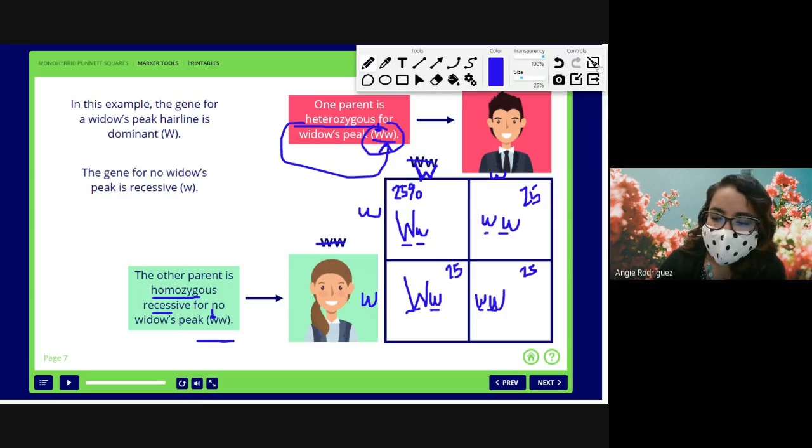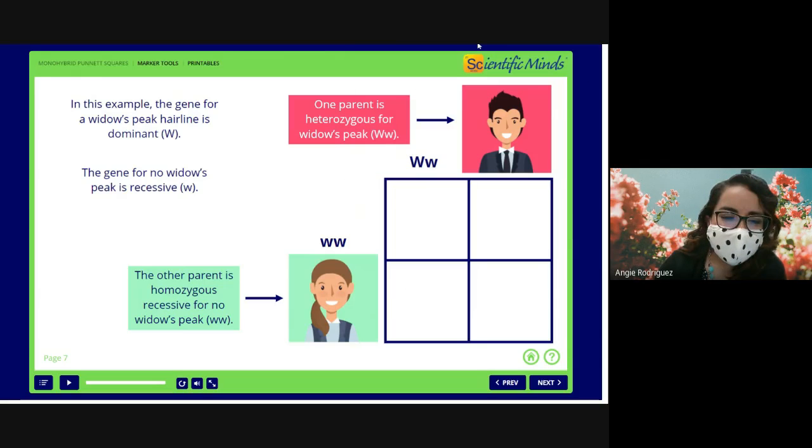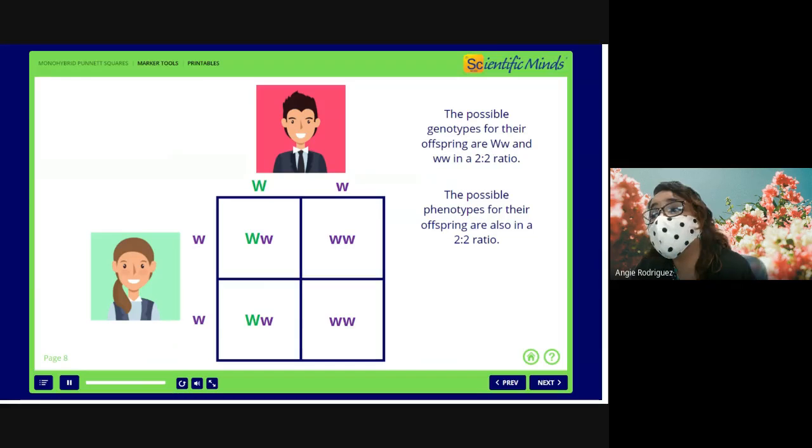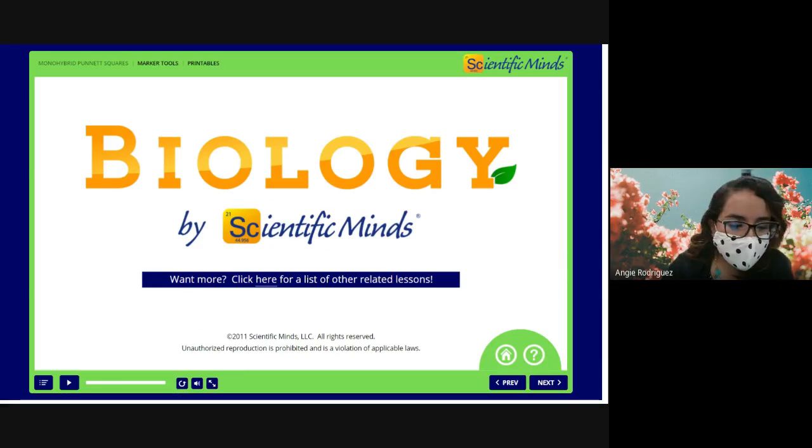All right, I'm going to go ahead and erase this. I think this is one of the last things. Right now, they're just going to show you how to work it out, and it'll just kind of re-emphasize what I just taught you right now. The possible genotypes for their offspring are big W and little w in a 2:2 ratio. The possible phenotypes for their offspring are also in a 2:2 ratio. All right, that's it, right? All they showed you was how to figure it out. Basically what I just showed you right now.